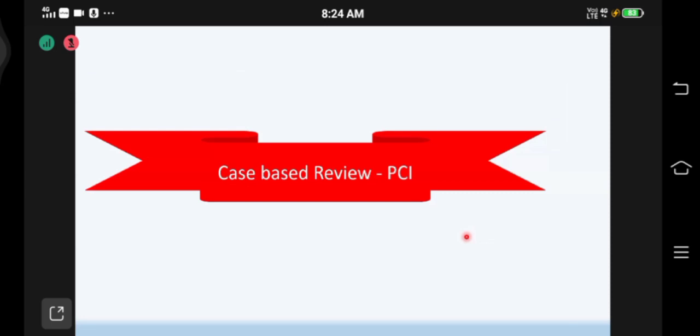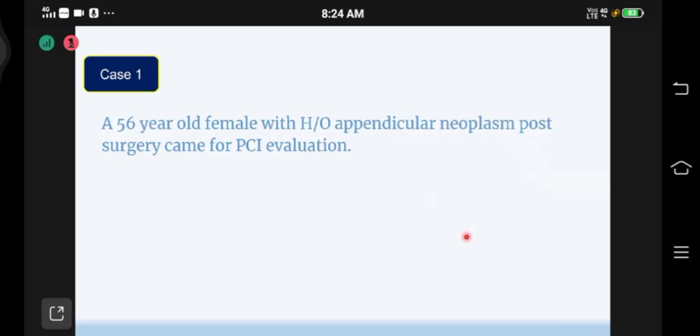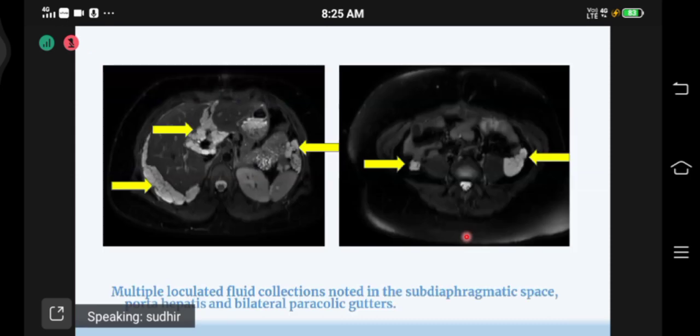I think if time permits, I can just quickly run through 3 or 4 cases just to show how we actually go in for PCI assessment. So, a 56-year-old female with a history of appendicular neoplasm post-surgery came for PCI evaluation. This was a mucinous tumor, and you can see the perihepatic space, the falciform ligament, and then the hepatoduodenal ligament, then the involvement along the lesser omentum, and the presence of disease in the left side of the upper abdomen.